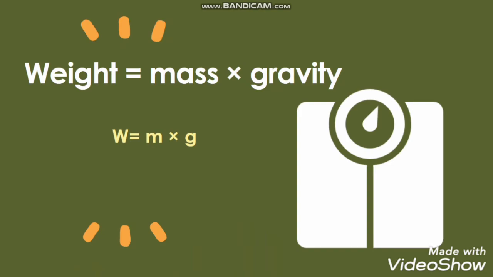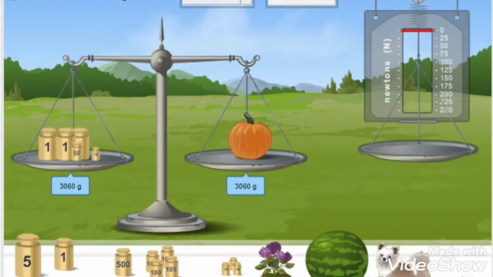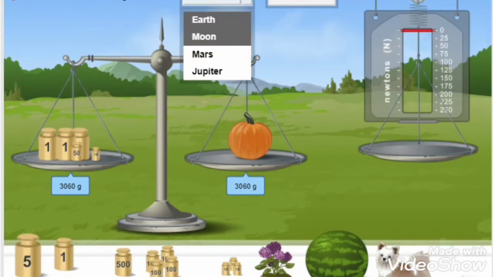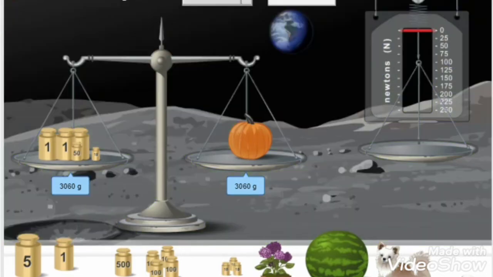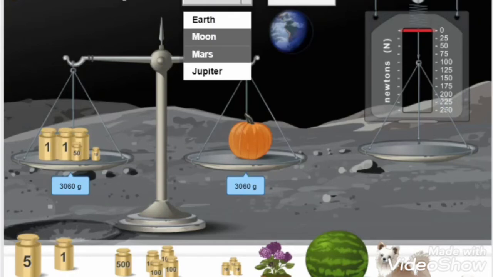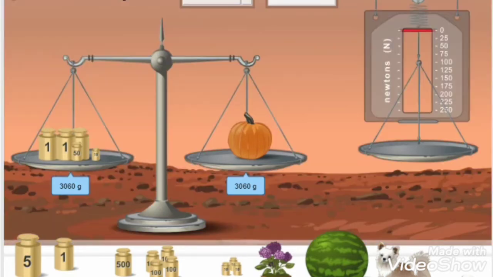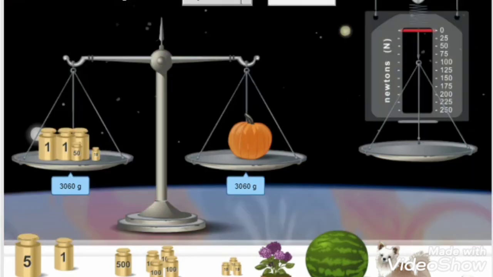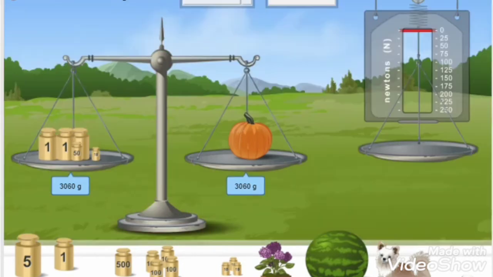Weight equals mass times gravity. Let's make it easier. We have a pumpkin of mass 3060 grams. Let's measure the mass of this pumpkin in other places. Let's try on the moon. The mass is still 3060 grams. Let's try it on Mars. It's still 3060. And on Jupiter, it's also still the same.